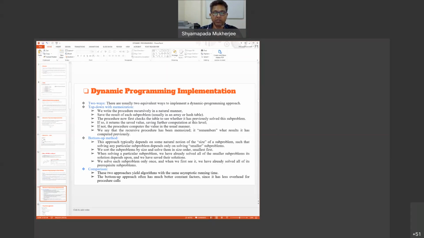We call the recursive procedure for the value n. So we start from the highest value n, then we go down. That's why it is called top-down memoization. And then in the bottom-up method, we go by the size of the different subproblems.